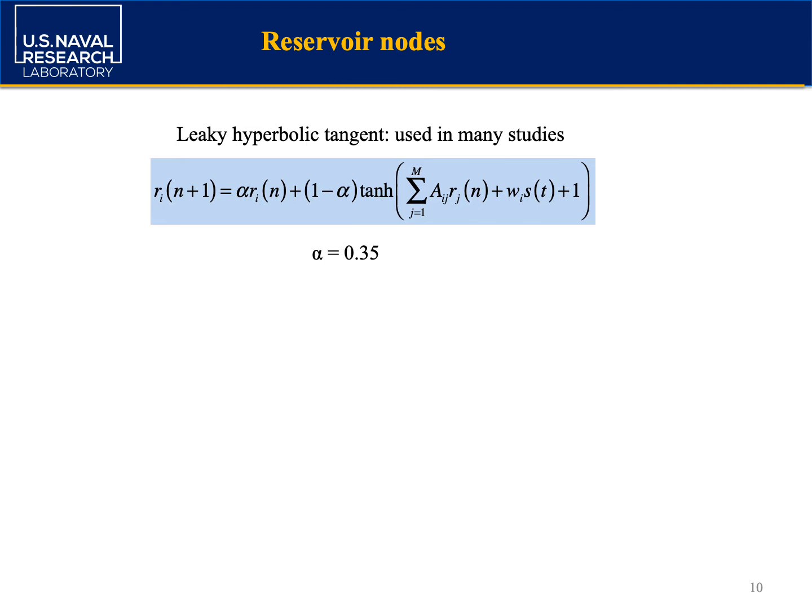So I'm going to look at two different types of reservoir nodes. The first node is a leaky hyperbolic tangent. This has been used in a lot of studies. The first time I saw it was in a paper by Jaeger. In this case, we have a hyperbolic tangent, and we then have a linear constant out here that acts like a leak, and we set this parameter alpha as 0.35.